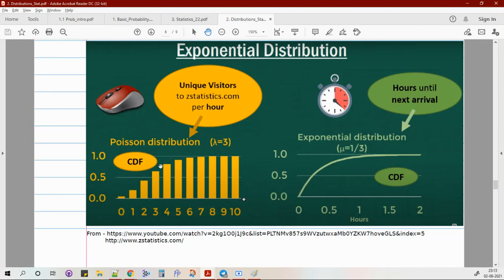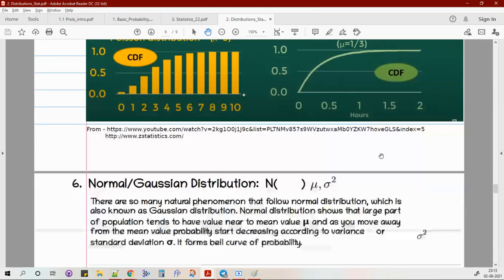So the CDF is nothing but the cumulative density function. And similar goes for the exponential distribution. What is the chance that I will get a visitor in 2 hours? Every 2 hours, 100% chance, because the average is 20 minutes.